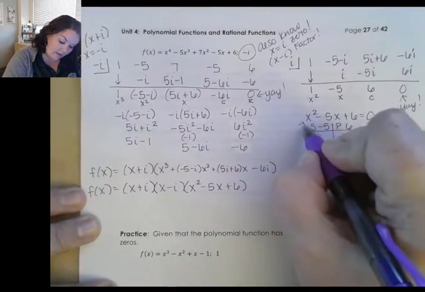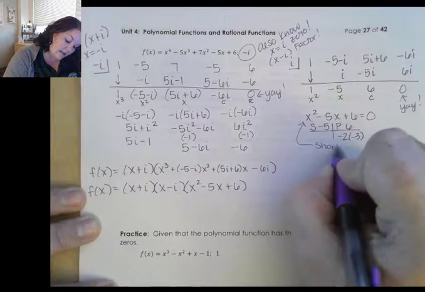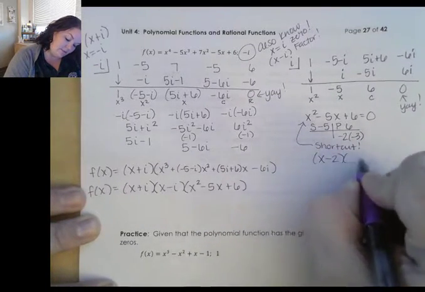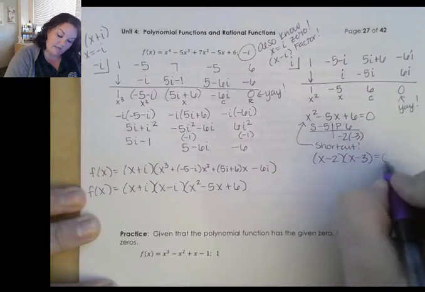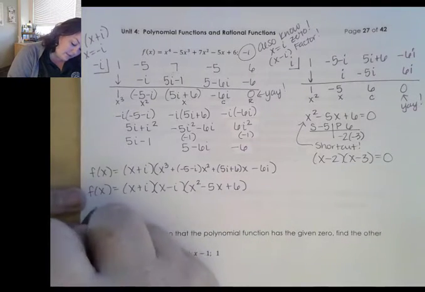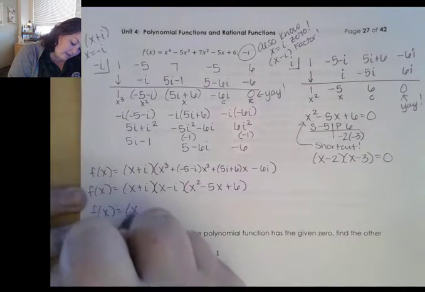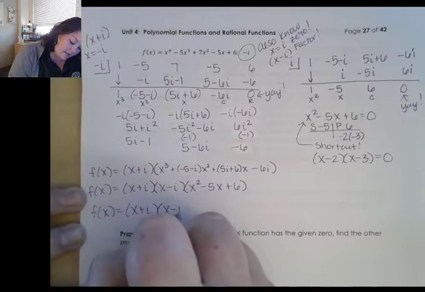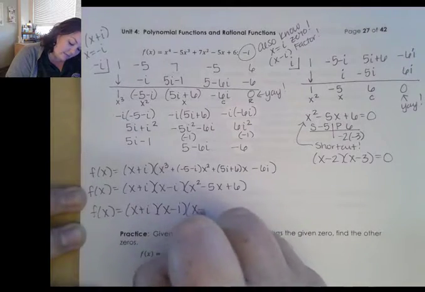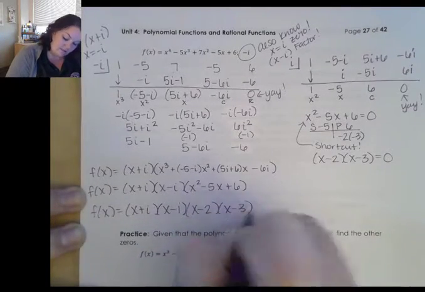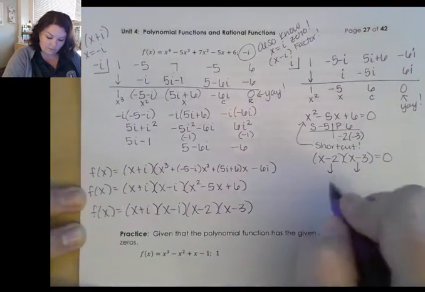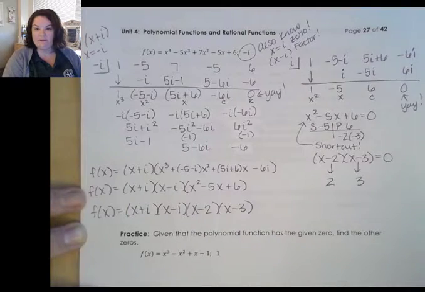And because my leading coefficient is a 1, I can use my shortcut, which says this factors into x minus 2 and x minus 3. So these are the remaining factors. I'm going to go ahead and write this completely factored. So I have x plus i, x minus i, and then we just found that this piece factored into x minus 2 times x minus 3. And now I can solve each of these to find the remaining zeros, which would give me a positive 2 and a positive 3.